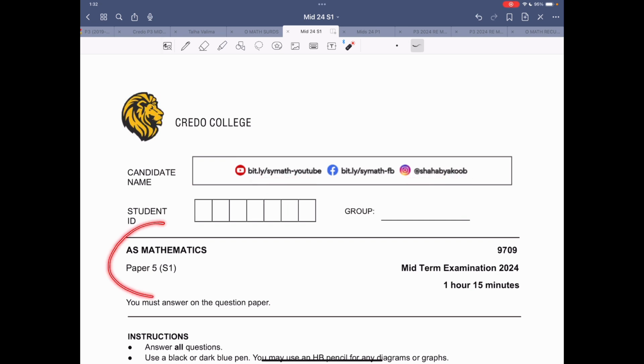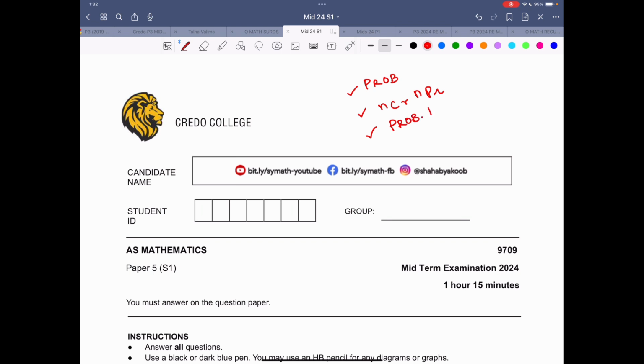Now, in this particular video, we are focusing on this S1 paper. It's a midterm exam of 2024. Let me tell you what topics are there in this paper. There is probability, permutation and combination, and probability distribution, which the official name of this chapter is DRV, discrete random variable. Then there is geometric probability distribution, and yes, there is binomial probability distribution. So that's also part of DRV.